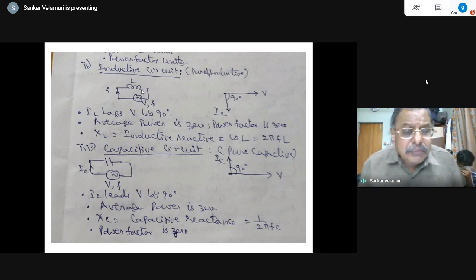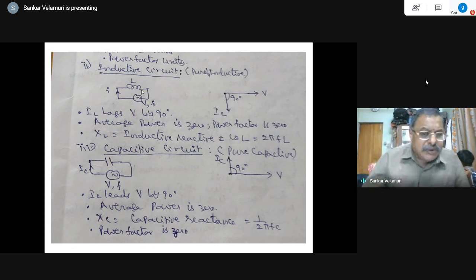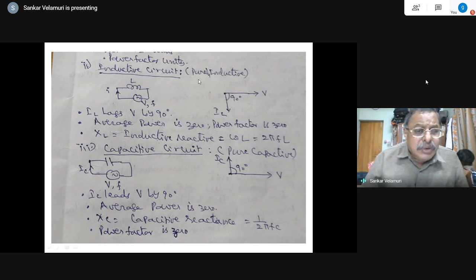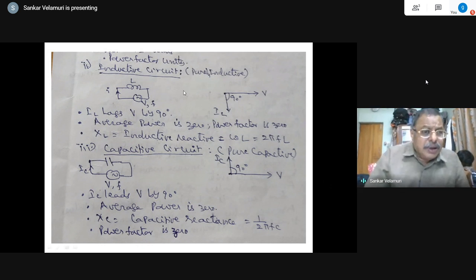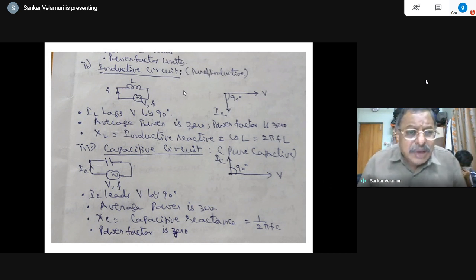It gives you the VAR component, that is, volt-amp reactive, which you are going to just briefly mention. But anyway, you know those concepts already. So current lags the applied voltage by 90 degrees. So it is a powerless component, right? That means no real power loss will be there in this. It is only reactive power loss. So those things you are aware of. So the average power is 0 and the power factor is 0.